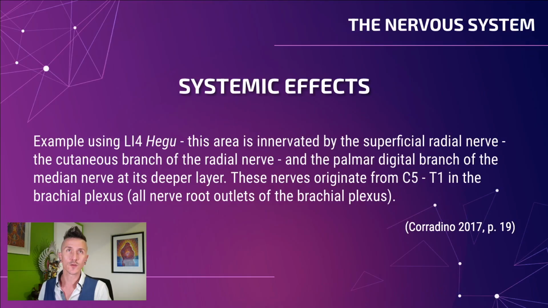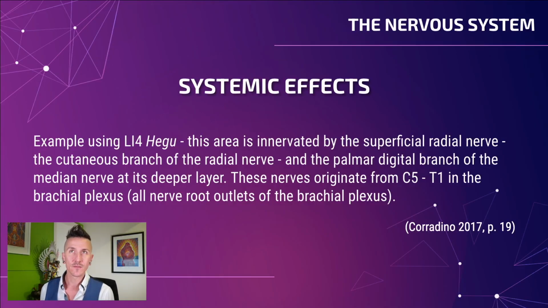So Michael Corradino talks about a way that the systemic effects occur by using large intestine 4 as an example. The point is called Hegu, which is the traditional Chinese name for it. This point, for those who don't know, is located in the fleshy part between the thumb and the forefinger. If you press in there, you'll get a dull, heavy sensation. That's large intestine 4, the fourth point on the large intestine channel.